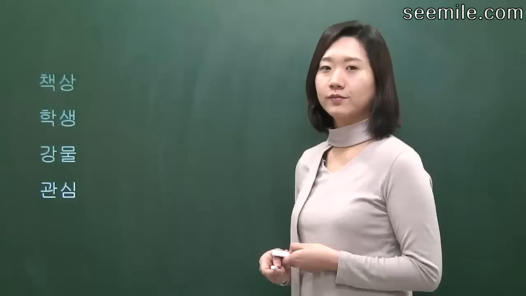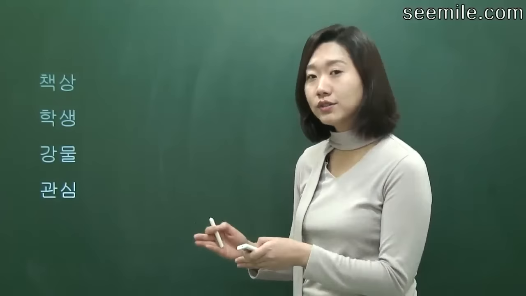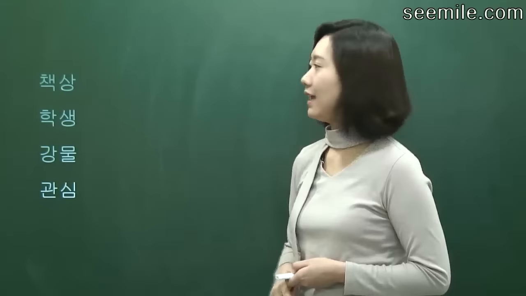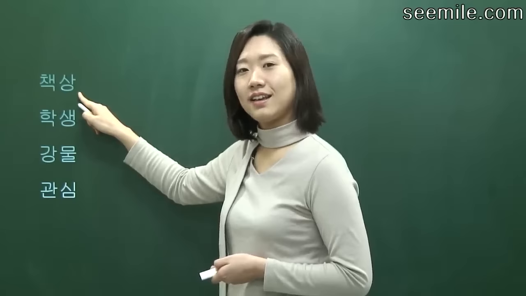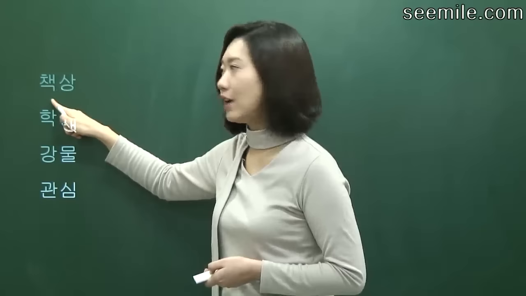So far, we studied how to read Hangul. We already know how to read vowels, beginning consonants, and ending consonants. From now on, let's read Hangul. Let's read Korean vocabulary. Okay, here. Could you read this? What is it? It's 책상. Okay, ch plus e sound, and uk sound, and s a ng.